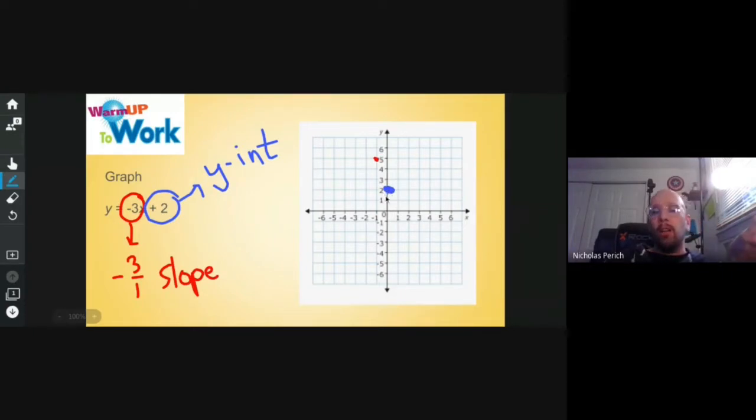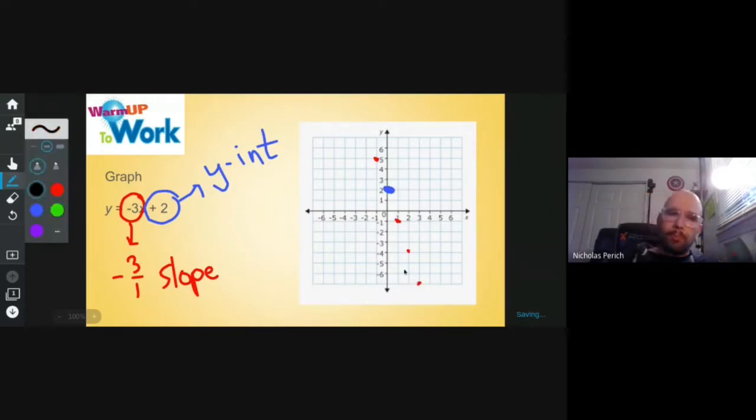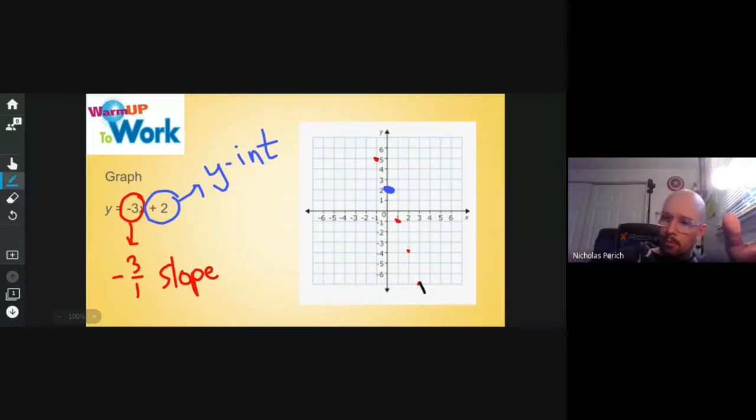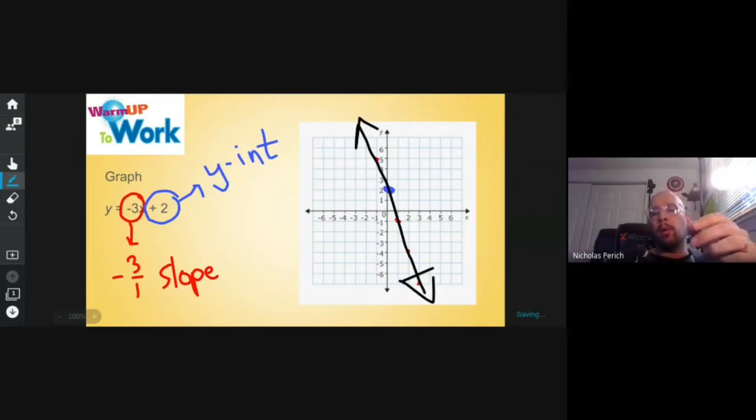Down 1, 2, 3, right 1, put a dot. Down 1, 2, 3, right 1, put a dot. And look at all those dots. Easy. That's supposed to be an arrow, so not easy. Easy, easy, easy. That is a linear equation.